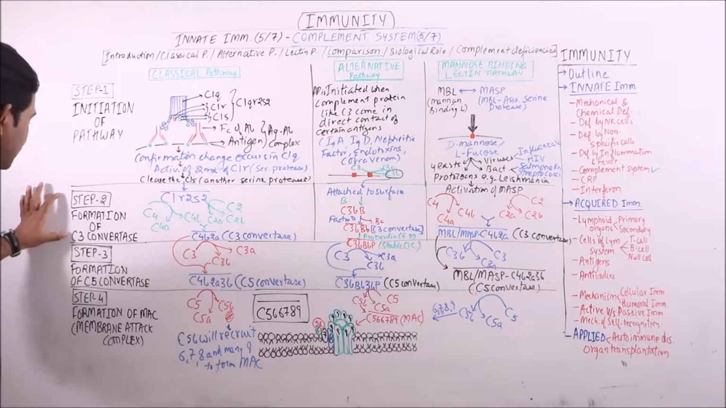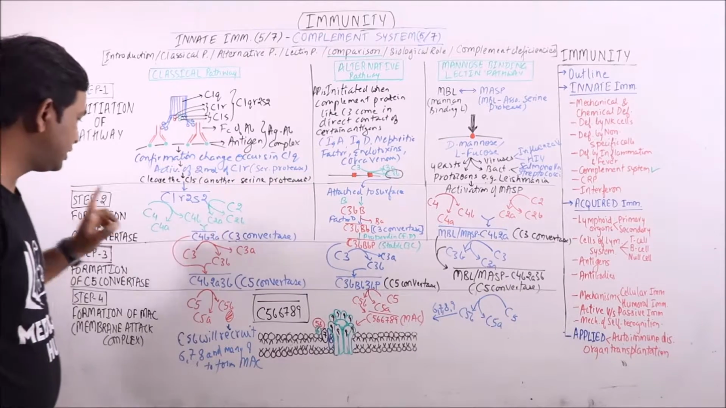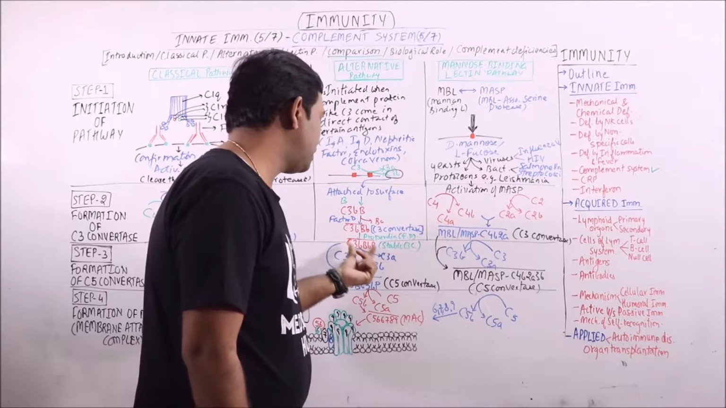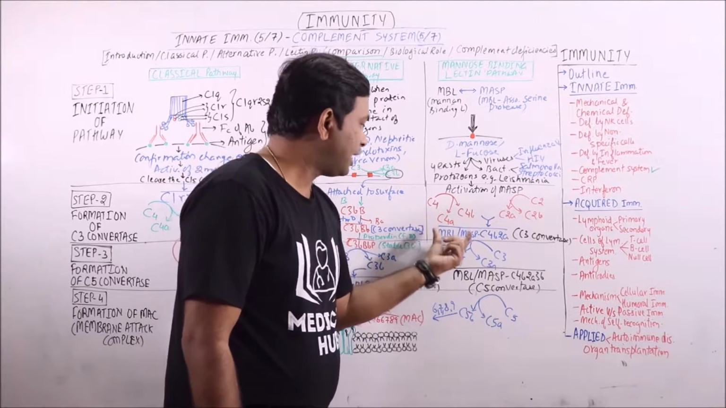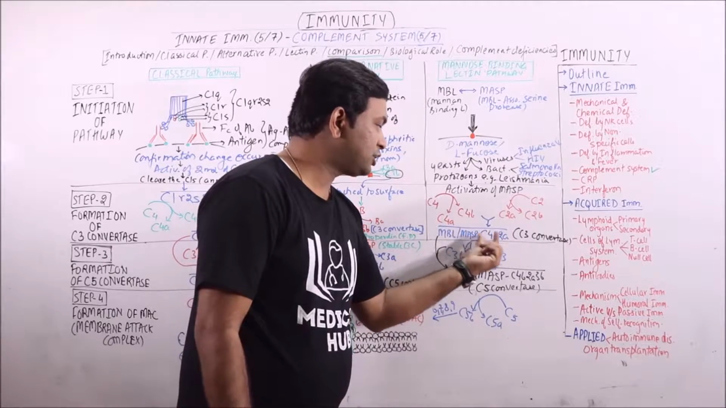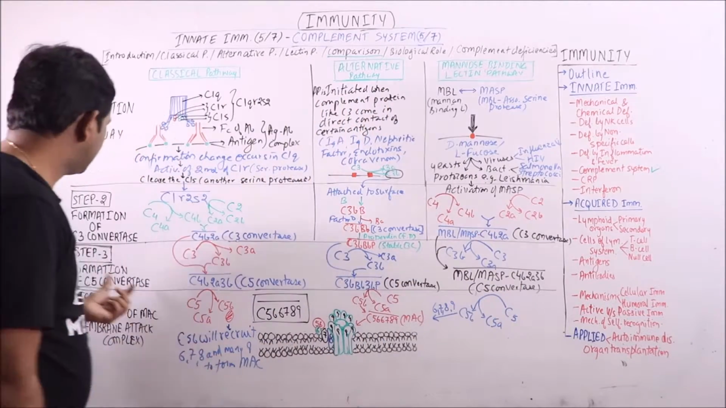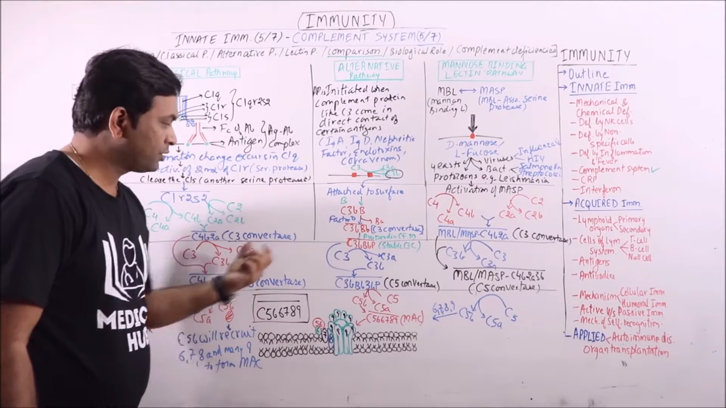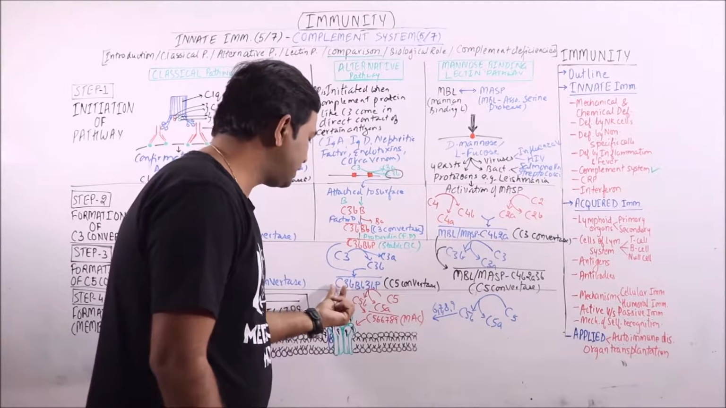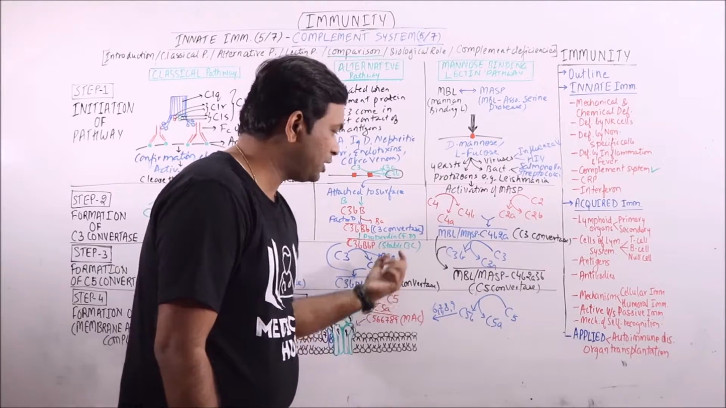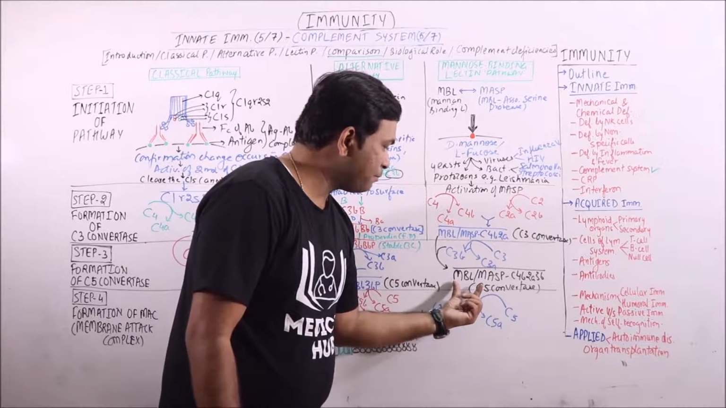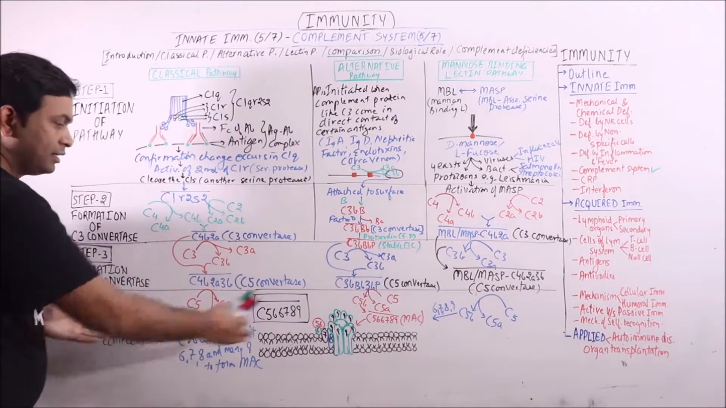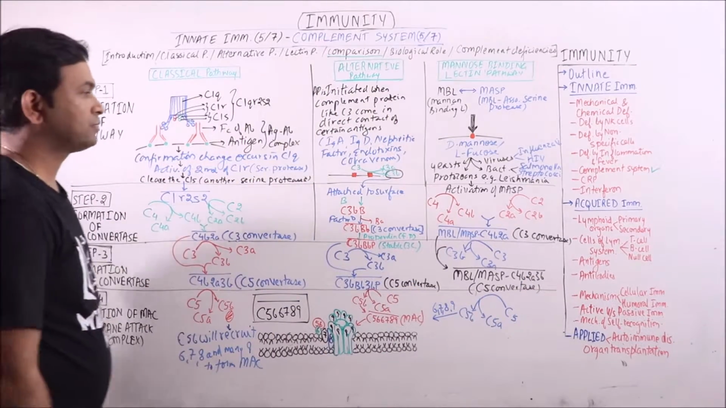The formation of C3 convertase: C3 convertase in the classical pathway is C4b2a, while it is C3bBb-P in the alternative pathway and it is MBL-MASP C4b2a in the lectin pathway. The C5 convertase in the classical pathway is C4b2a3b and in the alternative pathway it is C3bBb3bP and in the lectin pathway it is MBL-MASP C4b2a3b. And finally, the terminal pathway is common for all pathways.